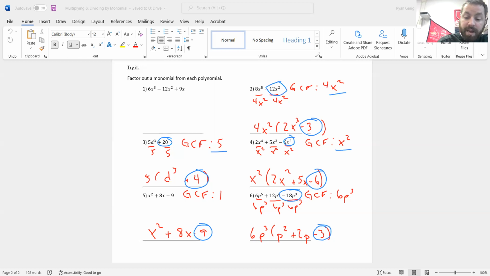Last term had 3 p's, 3 p's. Last term had no variable, no variable. These are all common things that are going to happen if you do it correctly. Okay, and these are little things that if you notice them, you know you're going to gain confidence in what you're doing. Okay, that's factoring a monomial.